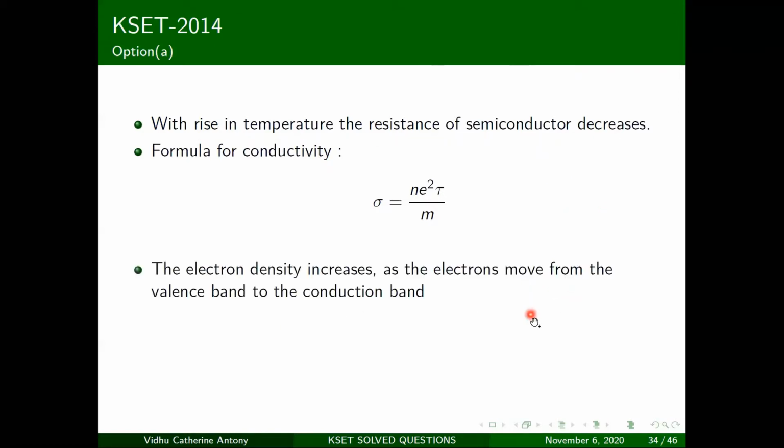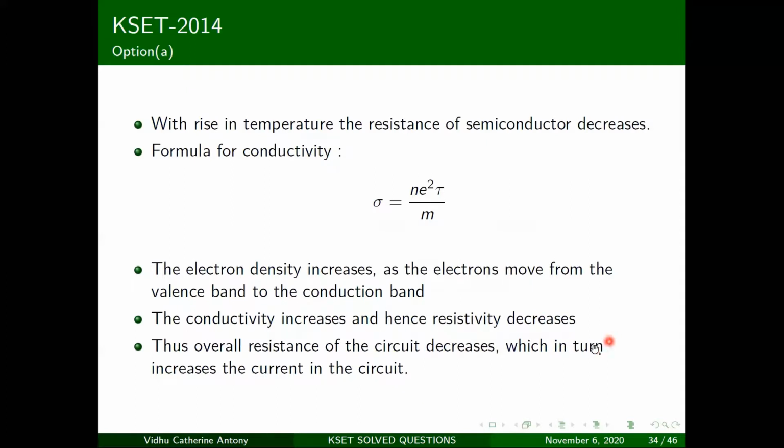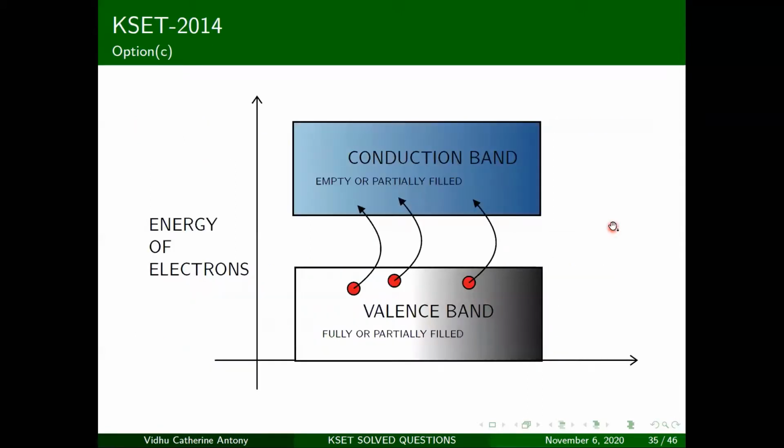Now, the conductivity increases and hence your resistivity decreases. Now, the overall resistance of the circuit decreases. So, if the resistance of the circuit decreases, automatically the current in your circuit would increase, right? Because V is equal to IR. So you end up getting I is proportional to the inverse of the resistance. So your current would increase with the decrease in resistance.